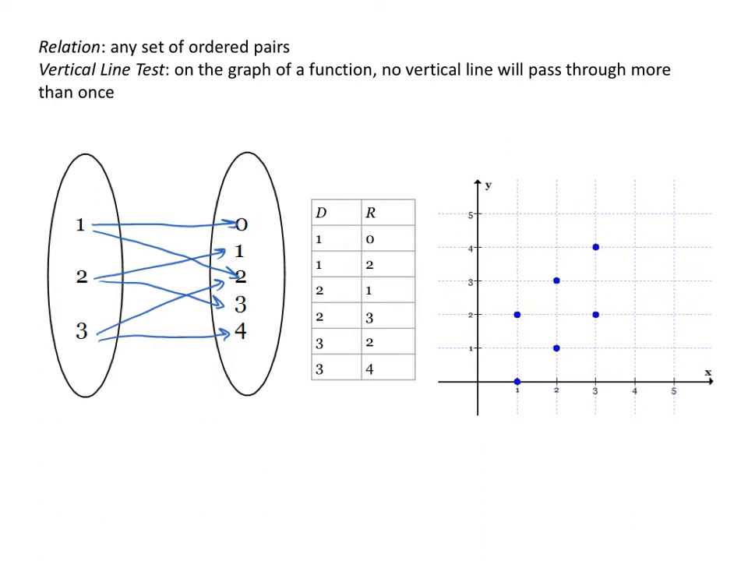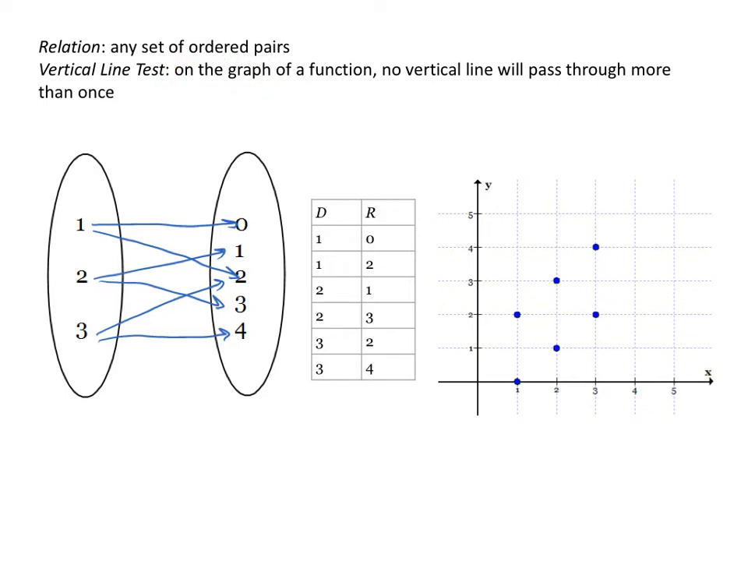The final section covers what's called relations, and really a relation is any set of ordered pairs. Doesn't matter if we have a set of ordered pairs, it is a relation. What we pay attention to is the vertical line test. This only shows up on the graph.